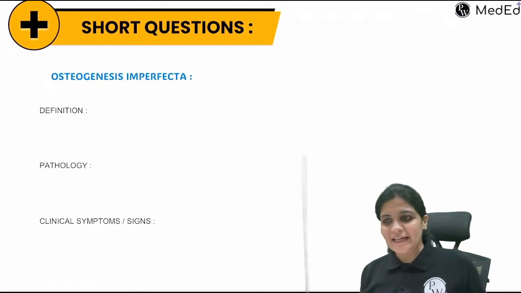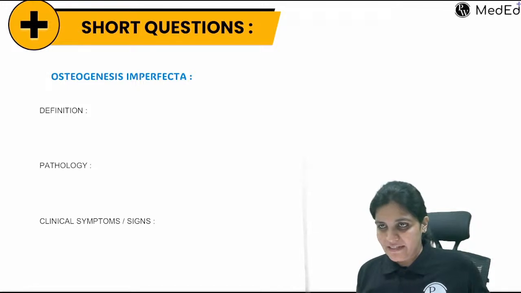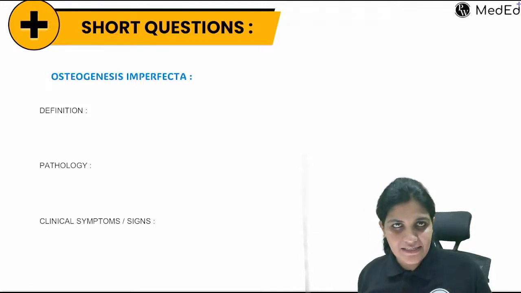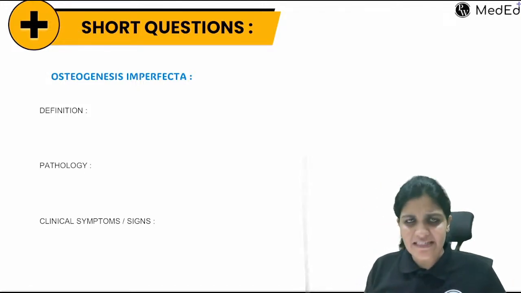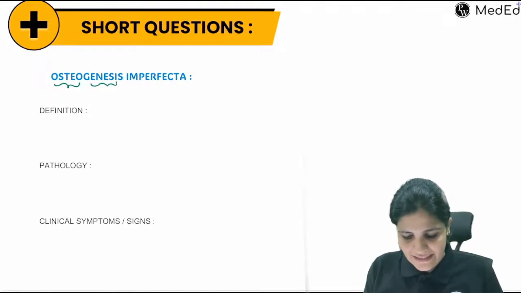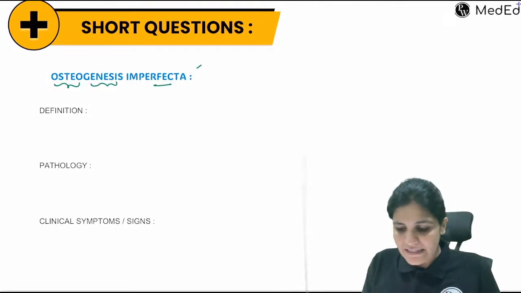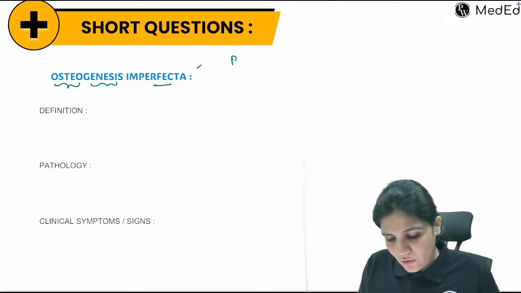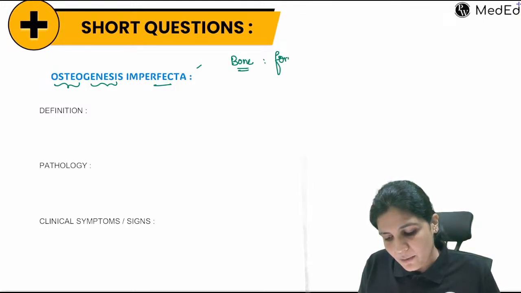So first one is osteogenesis imperfecta. So what is osteogenesis imperfecta? As the name suggests, you know what is osteo and genesis. Imperfecta is nothing but imperfect. What do you mean by osteo? That is bone. Genesis is formation. So there is some problem in bone formation.